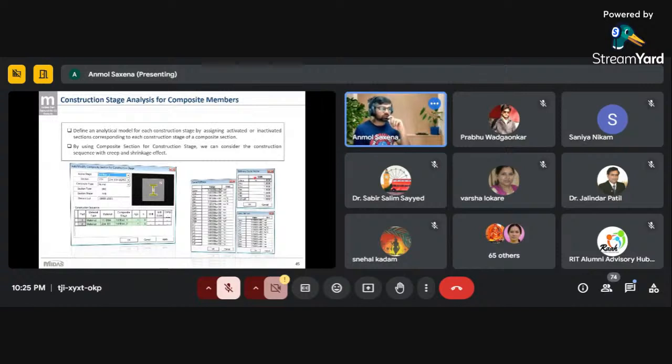And also in terms of construction stages, if you are dealing with composite columns, the composite column I-section and the concrete section have to be activated in two different stages. So through this composite section for construction stages, we can activate them in different construction stages, and the exact composite action between these two materials can be seen inside the software.